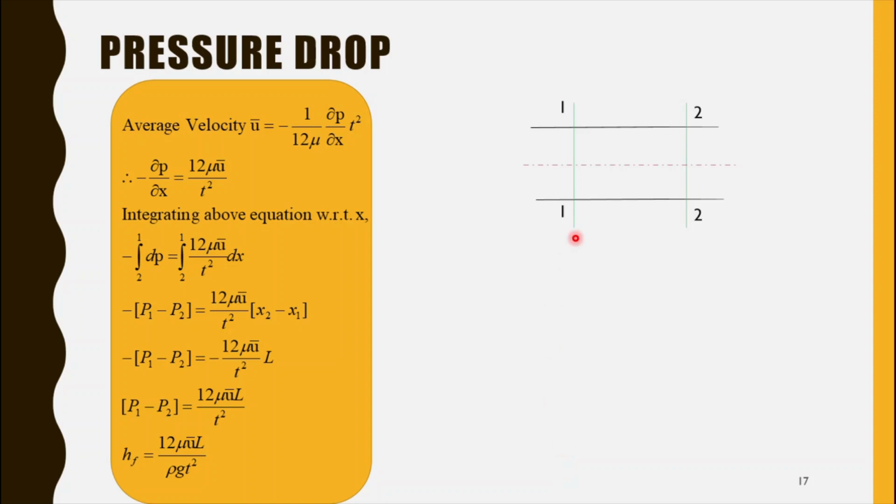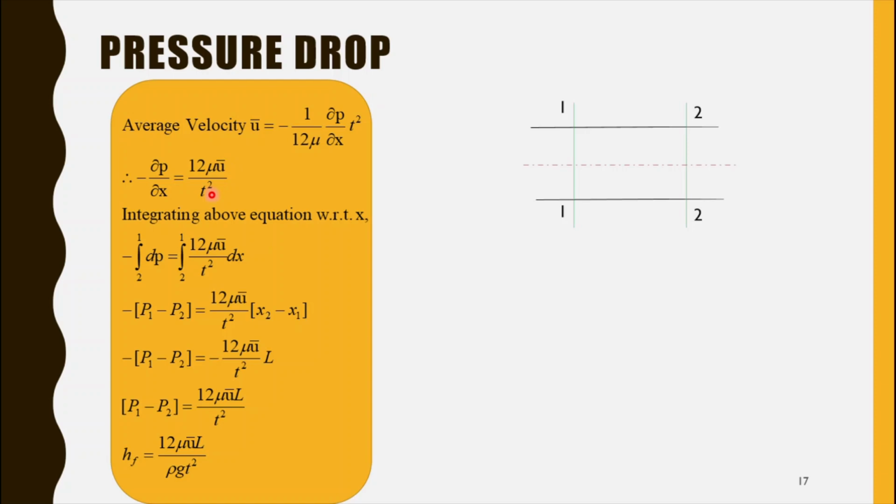To calculate pressure drop, let's take two sections, section 1 and section 2. Let's assume this is the entry of the pipe and this is the exit of the pipe, and the total length of the pipe is L. To find the pressure drop, let's take the average velocity. When we rearrange this equation of average velocity, we get minus del p by del x is equal to 12 mu u bar by t square.